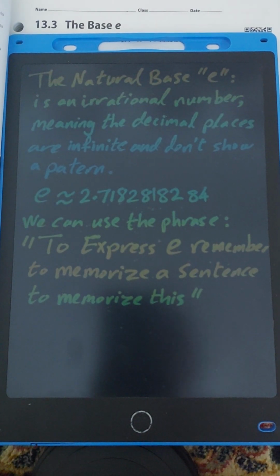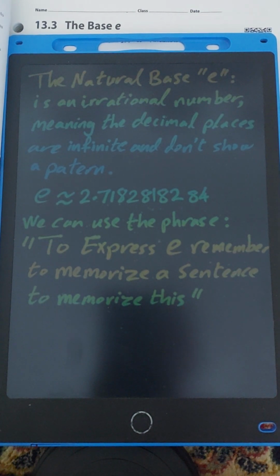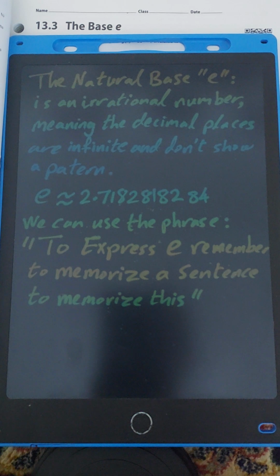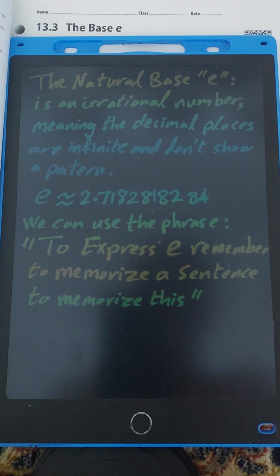Hello, today we're going to talk about the natural base e. This is lesson 13.3, page 667 from Algebra 2, Volume 2. The natural base e is an irrational number, meaning the decimal places are infinite and do not show a pattern. The value of e is 2.718.